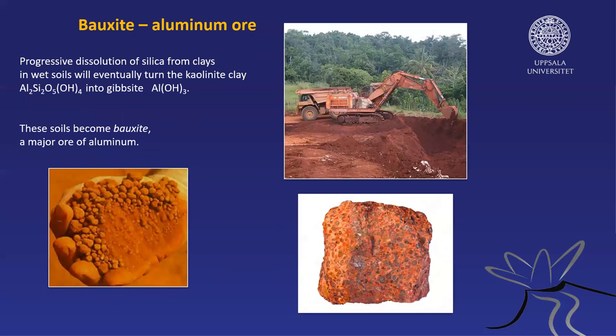Just a word about bauxite. That's the aluminium ore. It looks like that. It's really red because it's full of iron as well. As I said, you start transforming a rock into a soil, and you keep transforming the soil until you leach everything. You transform the clays in the soil into basically aluminium hydroxide. And then you have bauxite, which forms small pellets like that. That makes Australian dirt roads very dangerous. And sometimes it's consolidated and it forms this kind of rock.